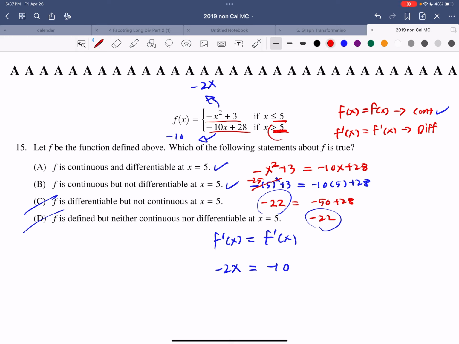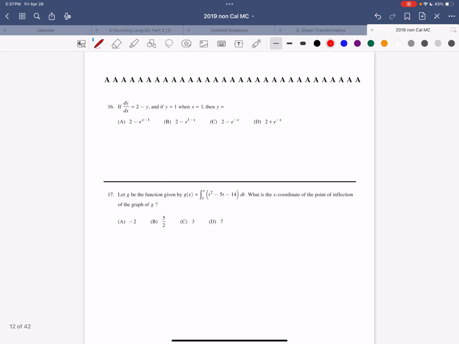Now let's plug in 5. So negative 2 times 5 equals, here I've got nothing to plug in, negative 10 equals negative 10. Do you see they are also equal to each other? So that means it is also differentiable. So it is continuous and differentiable at x equals 5. So we got this. It's very simple. Now let's try question number 16.